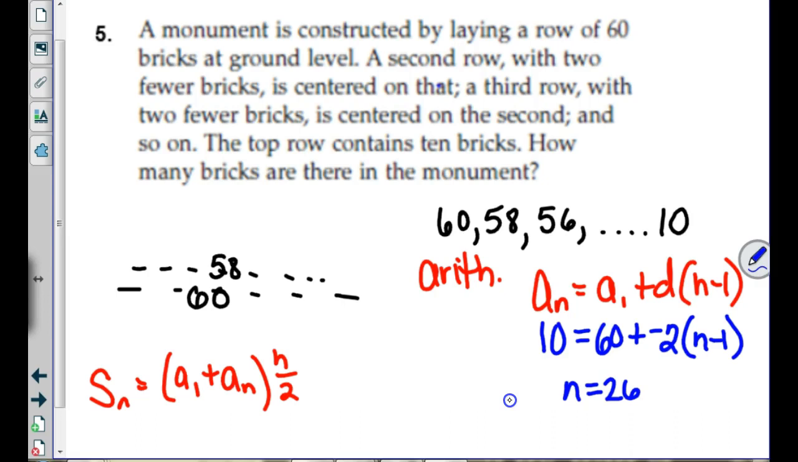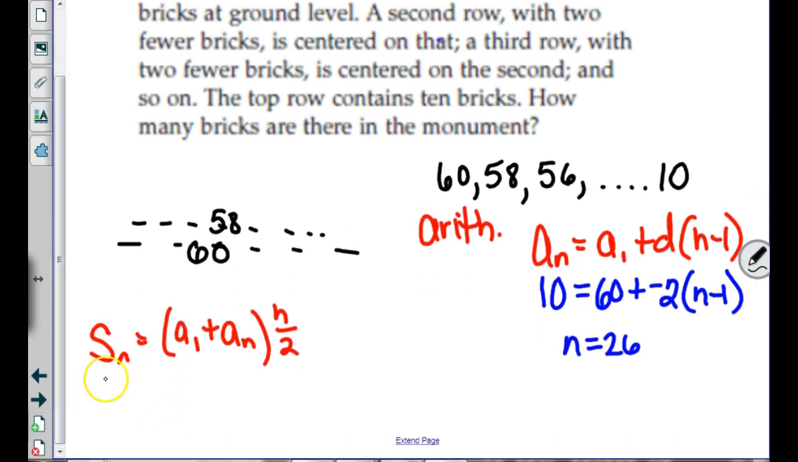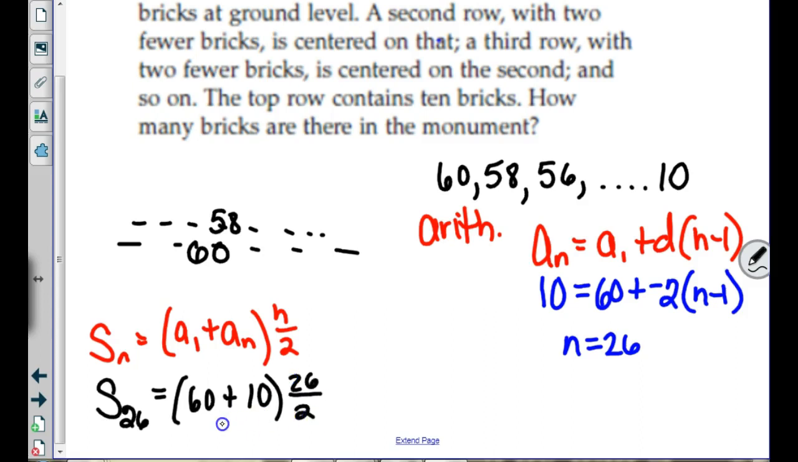Okay. Now what, guys? We still have to find all the bricks. So what do we have to do? The sum of those 26 rows would be, what's the first row? 60. The last row is 10. How many rows were there? 26 divided by 2. So 70 times 13, 910? 910 maybe? That's what half our brain says, yes?